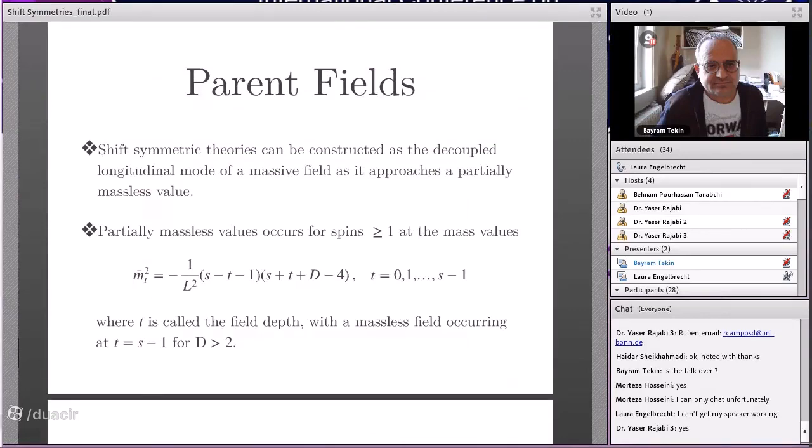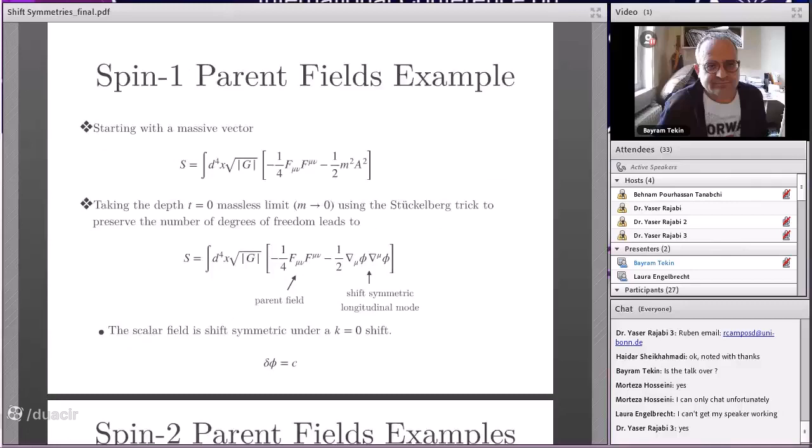You can construct shift symmetric theories as a decoupled longitudinal mode of massive fields as they approach their partially massless values. Partially massless values occur for spinning fields at the mass values shown here, where T is the field depth. And a massless field is a type of partially massless field which occurs at the depth T equals S+1, or S-1.